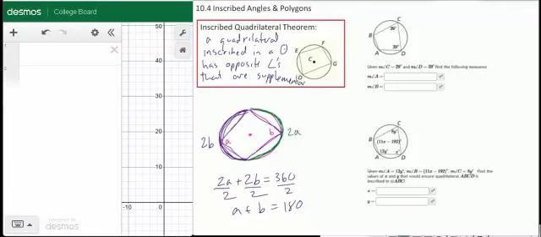And remember, supplementary means that they add up to 180 degrees. Okay, so in this particular case, the measure of angle D plus the measure of angle F, these opposite angles, are equal to 180. We also know that the measure of angle E and the measure of angle G would equal 180 degrees as well. And so that would be your relationship there, again based on just inscribed angles.